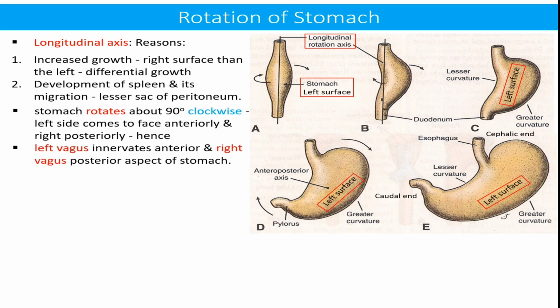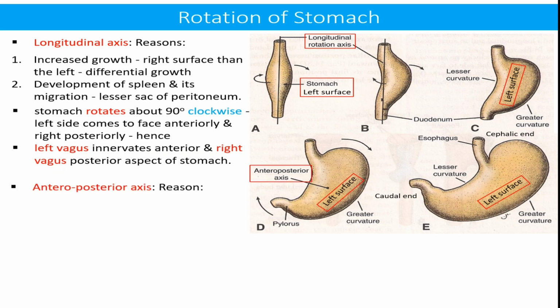of the peritoneum. Because of these factors, the stomach rotates about 90 degrees clockwise, so that the left side comes to lie anteriorly, or faces anteriorly, and the right surface faces posteriorly. Hence, the left vagus innervates the anterior and the right vagus innervates the posterior aspect of the stomach.